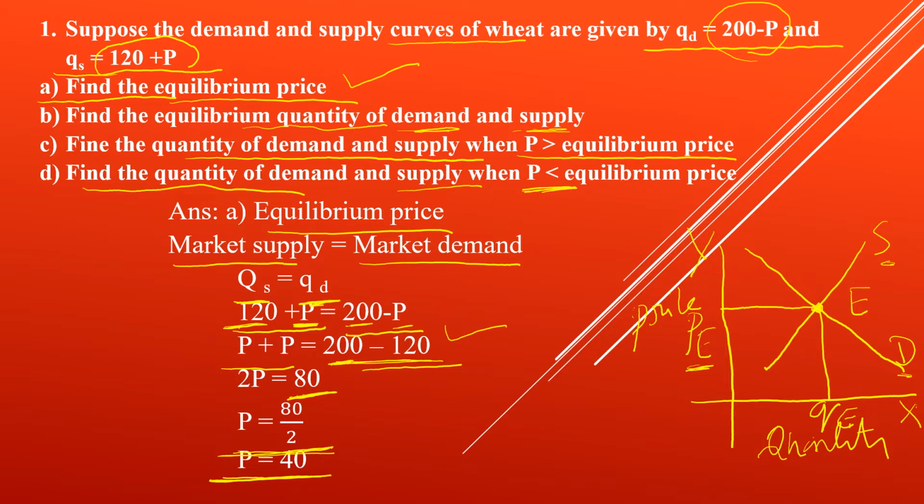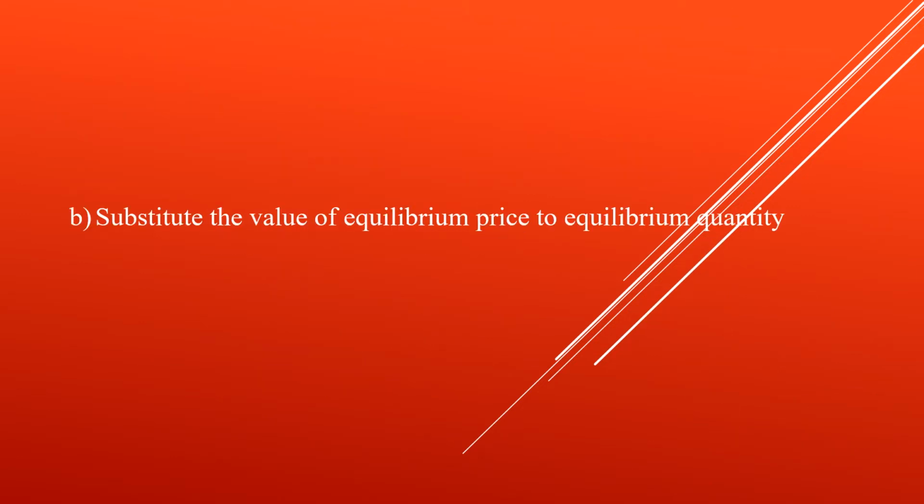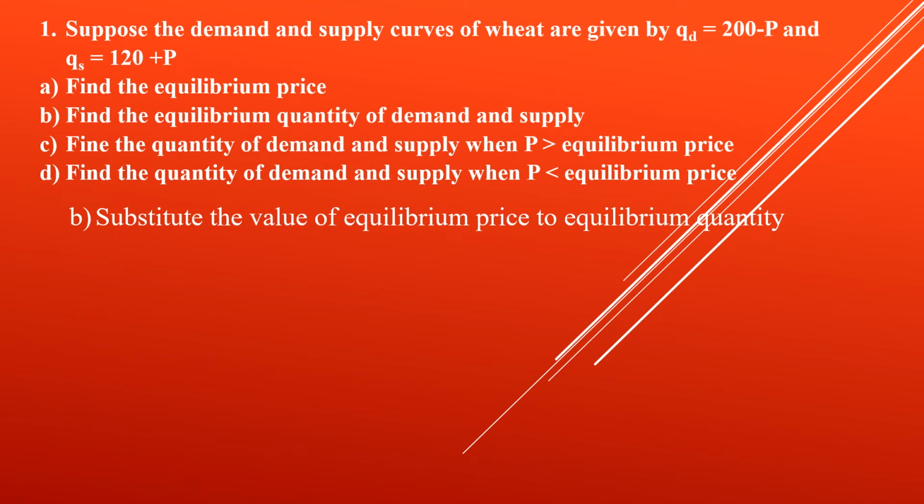So what is the equilibrium price? By definition, equilibrium price is the price at which supply is equal to demand. So by substituting the equations according to the formula, at equilibrium price demand is equal to supply. You can easily find the equilibrium price, and equilibrium price is 40. Now according to the formula, we need to find the second one: the equilibrium quantity of demand and supply.